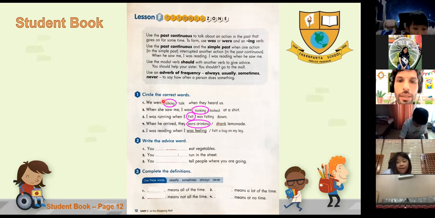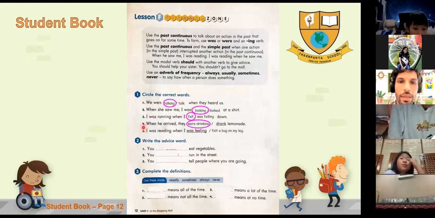We always use for this activity a combination of simple past and past continuous. We can write the past continuous at the beginning or at the end. It doesn't change the meaning of the sentence.